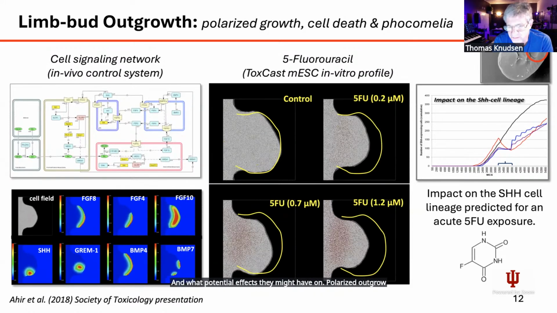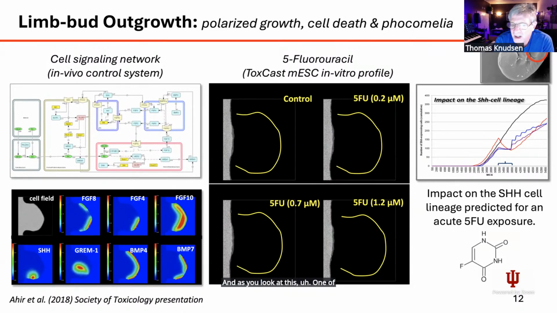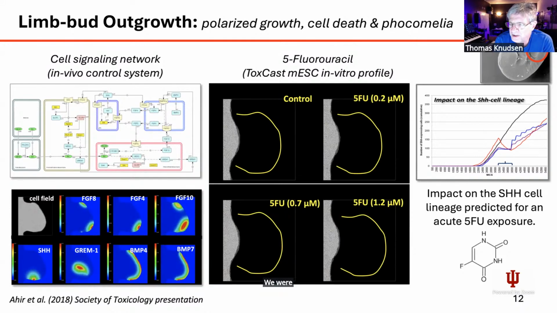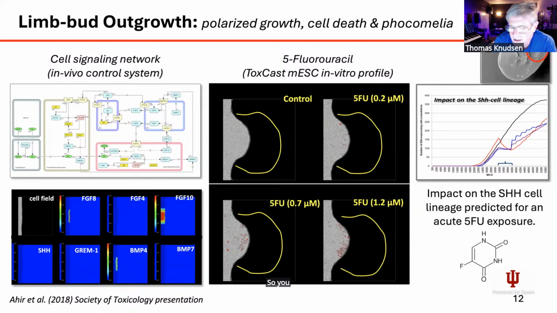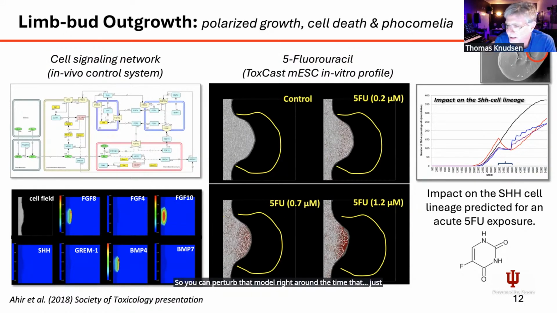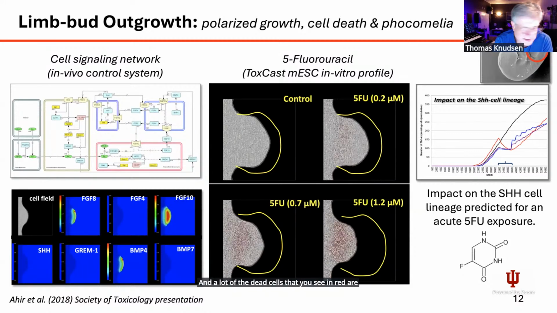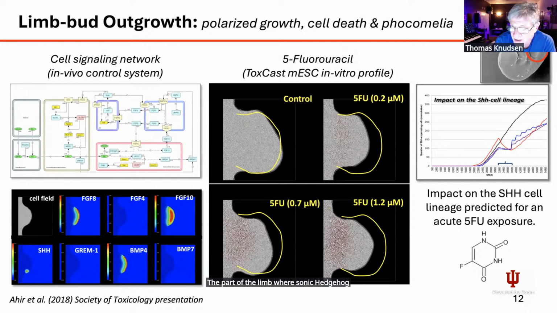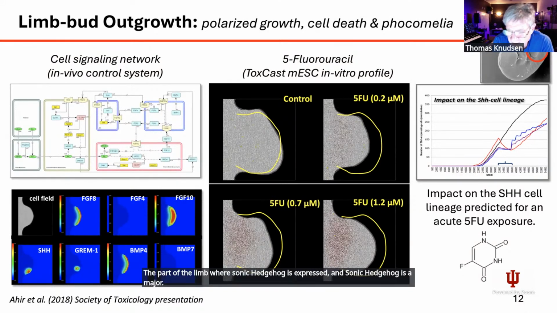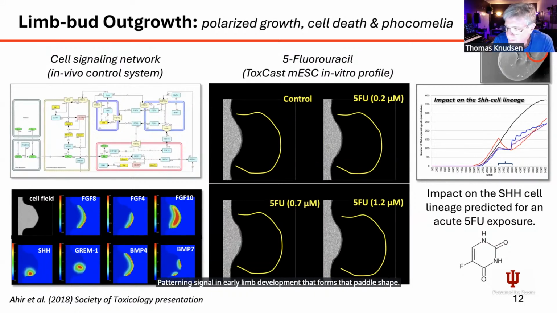And as you look at this, one of the things that we were focused on was the impact on the sonic hedgehog lineage. So you can perturb that model right around the time that just before sonic hedgehog is expressed, and a lot of the dead cells that you see in red are actually affecting the part of the limb where sonic hedgehog is expressed. And sonic hedgehog is a major patterning signal in early limb development that forms that paddle-shaped limb bud.